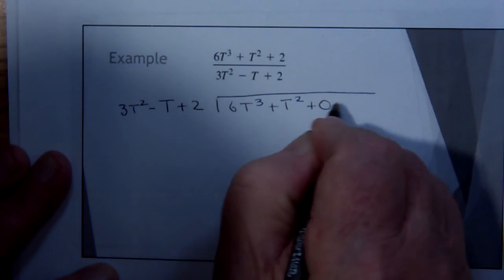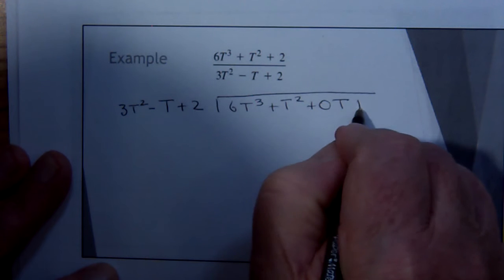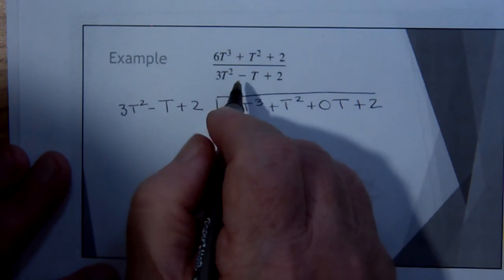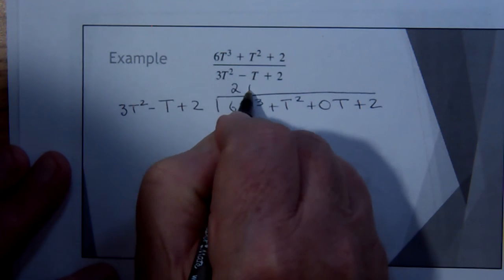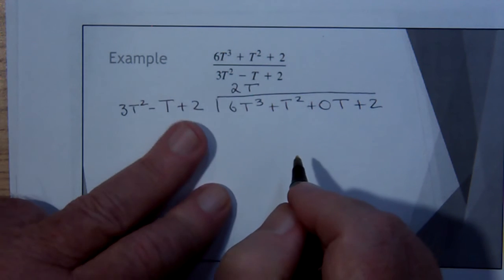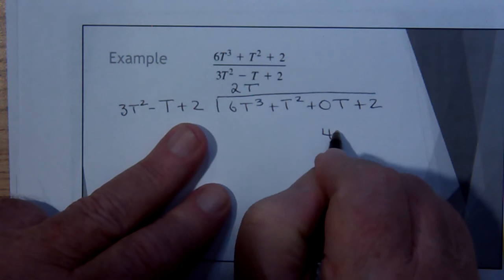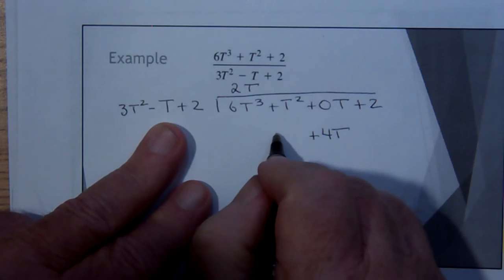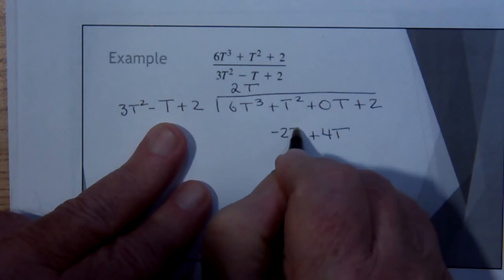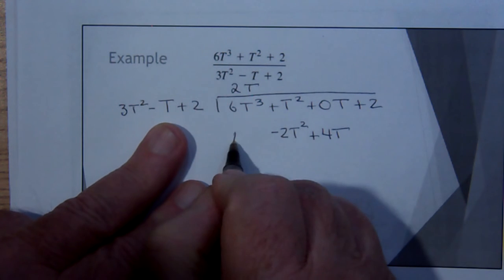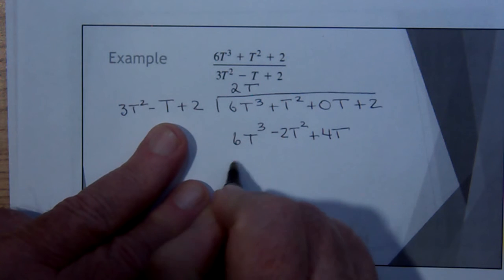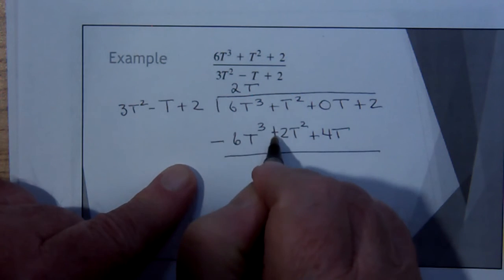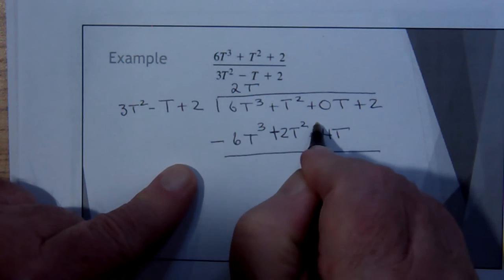Notice that we insert a placeholder so we do not get confused about that term. Alright, so this will go 2t times, and I will multiply around. So I will get 4t, I'll place that under the 4t. I will get minus 2t squared, and by design I will get 6t cubed.